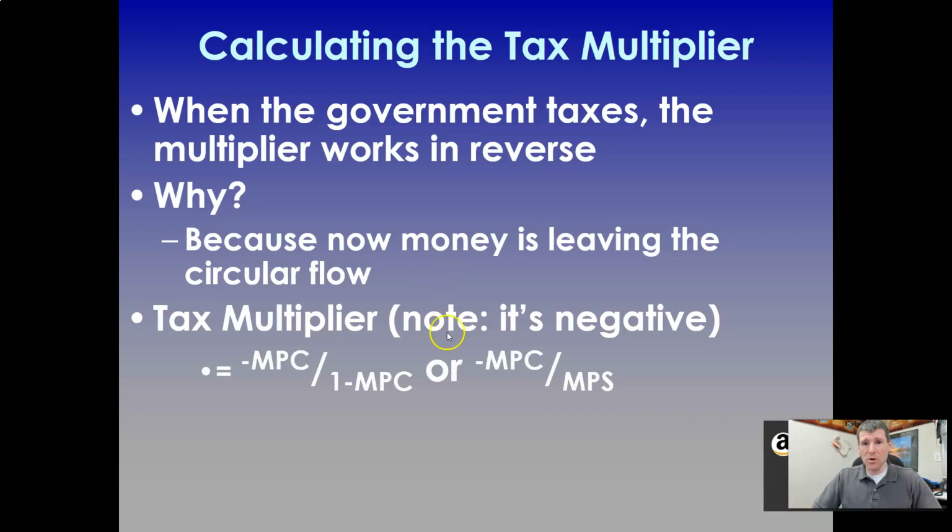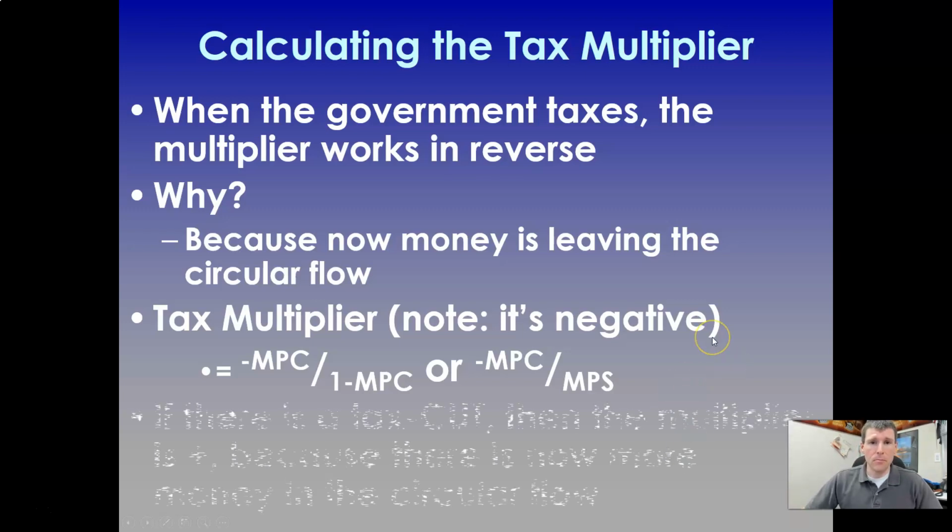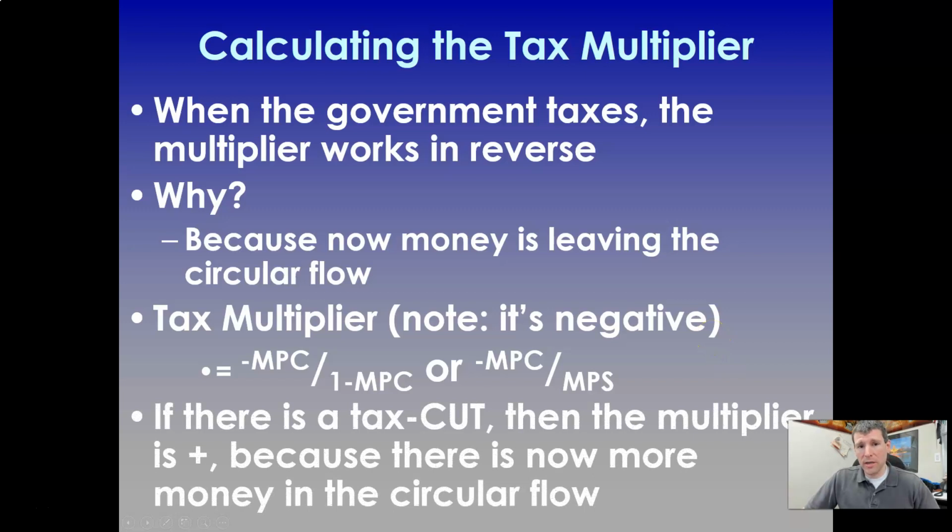So pay attention to this one over here. Negative MPC over MPS, right? When we're raising taxes anyway. So remember the MPS is always in the denominator. With spending multiplier, it's 1 over MPS. With tax multiplier, it's MPC over MPS. Negative if we're raising taxes. Positive if we're lowering taxes. Like it says there, tax cut, multiplier is positive. Tax hike, multiplier is going to be negative.